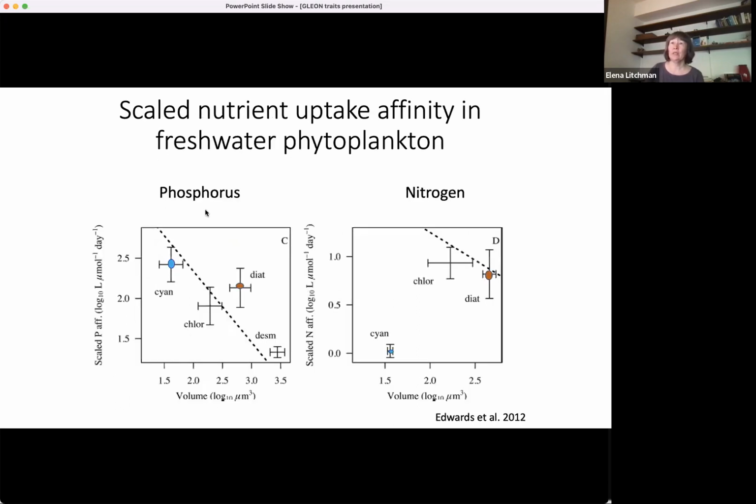We also looked at the competitive abilities, or affinities, for phosphorus and nitrogen. And so cyanobacteria seem to have high affinity for phosphorus, but low affinity for nitrogen. But I have to say that this is maybe an artifact, because if you include nitrogen fixers, that basically throws off all the analyses, because nitrogen fixers do not need to have high affinity for nitrogen, as they can fix atmospheric nitrogen. So distinguishing between nitrogen fixers and non-fixers is really crucial when we analyze traits of harmful cyanobacteria.